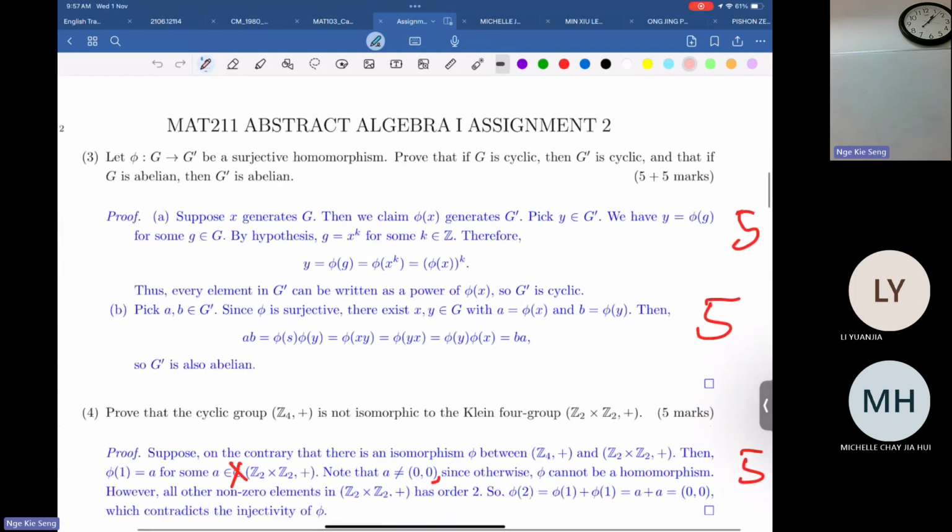For question 3, some of you matched up the order. So you just got the cyclicity by applying the map. That's not true, because that is just a property of a function. What you need to do is take an element in the codomain and then show that it can be written as a power of some generator.